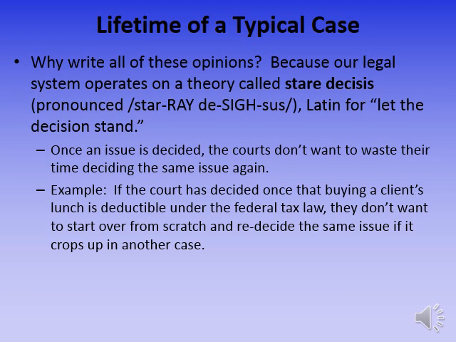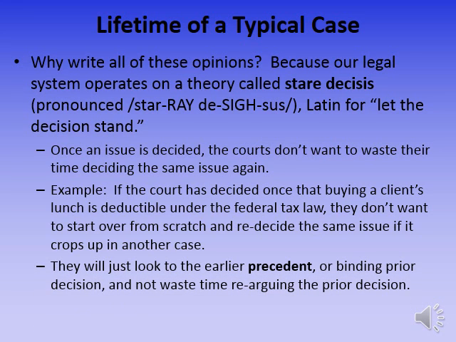And so to avoid that, we'll follow these prior decisions. These courts will look to the earlier precedent, and that just means a binding prior decision by a court, and will not waste time re-arguing that prior decision over again. So normally, if the U.S. Supreme Court, for example, has decided an issue, if that same issue comes up again, they're not going to change their mind. They will just look and say, oh, we already figured this out once before. And they'll go back to their precedent, read that opinion they wrote on that earlier case and say, look, see, we already figured this out once. Why do it again? And they will usually stick with that legal precedent.